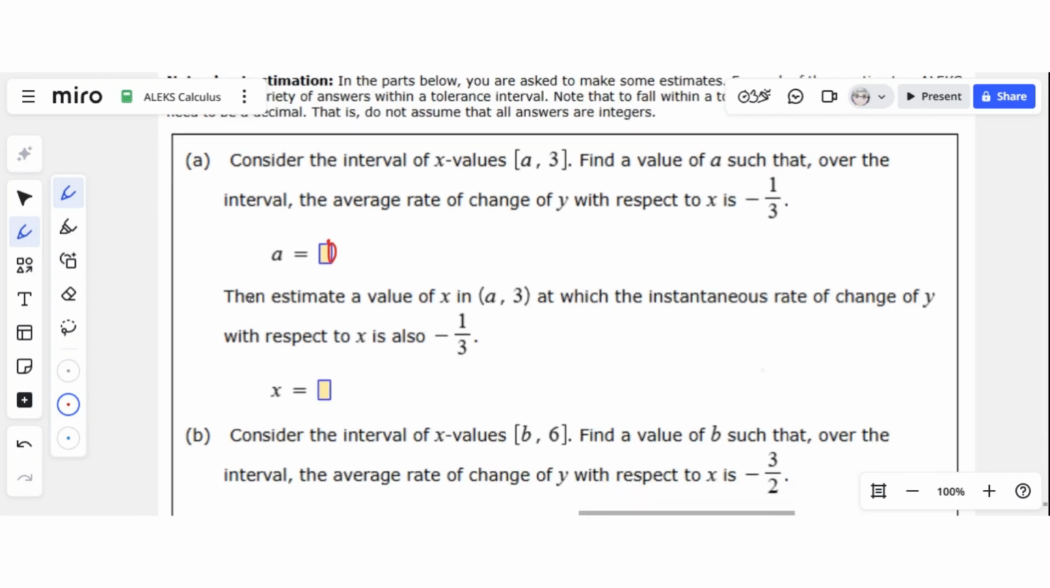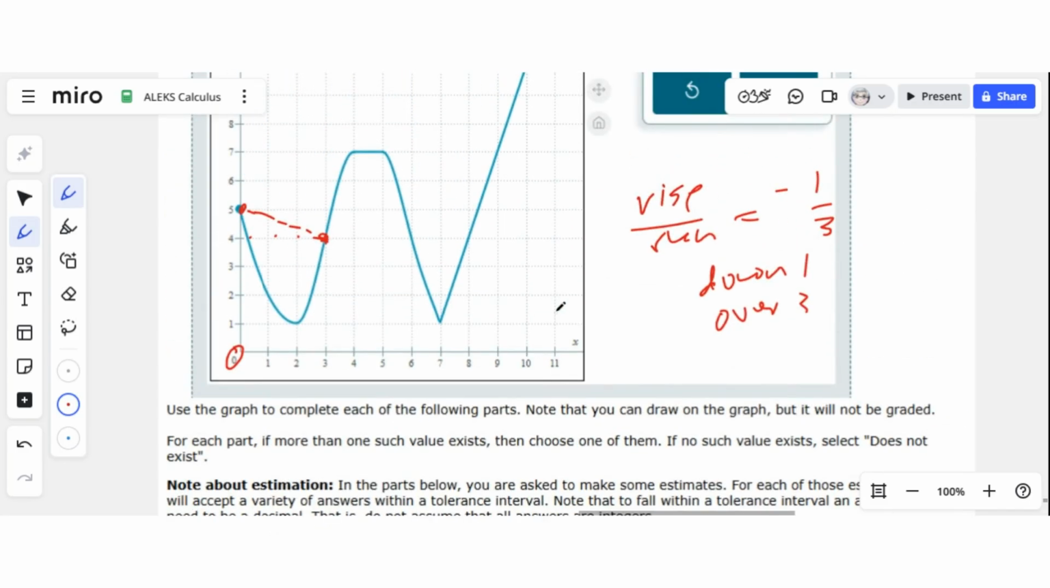All right. Then estimate a value of x in that interval at which the instantaneous rate of change is also -1/3. So let's look at that. Where do we see in here someplace that's kind of a shallow negative slope? -1/3 is going to be like that, or maybe even shallower. And it's definitely not here because that's very steeply down. It's definitely not here because that's positive.